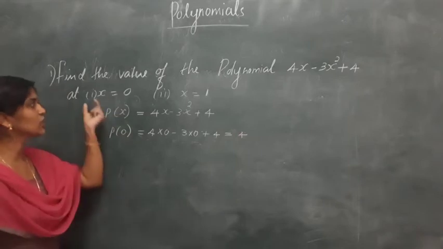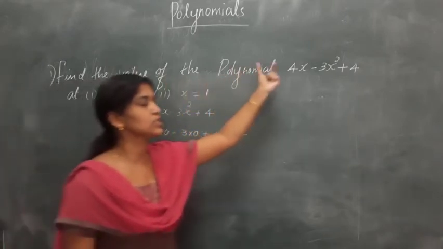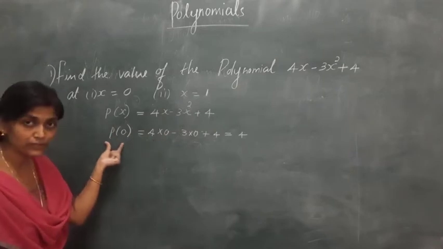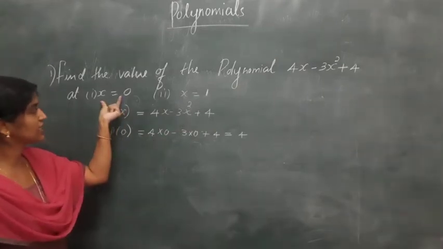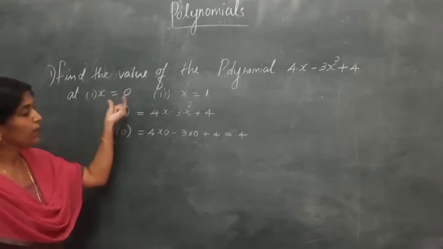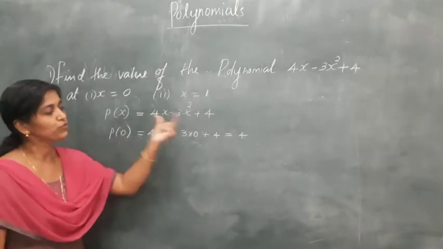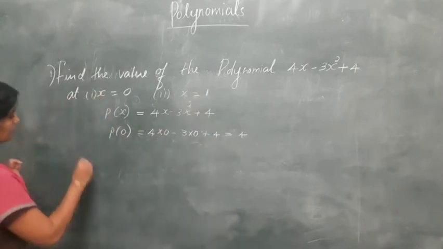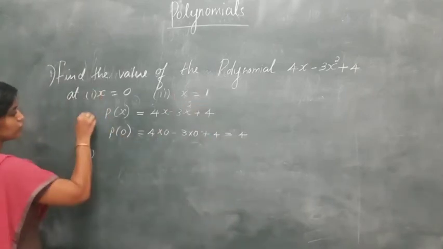So when x is equal to 0, what is the value of this polynomial? The value of the polynomial is denoted as p of 0 because we are defining the value of x as 0. P of 0 is equal to 4. The answer we are getting is 4. Now, this is the first question.